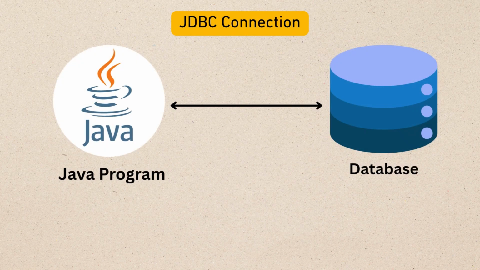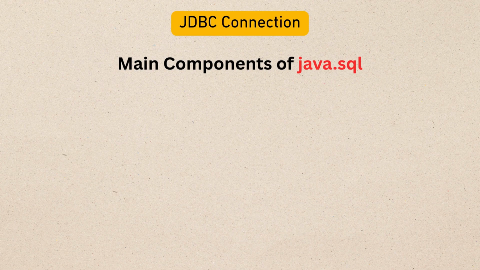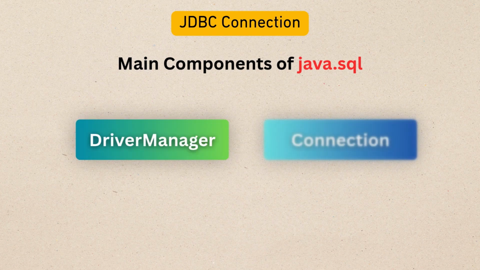To connect a Java program with a database, we use the JDBC API. We get this JDBC API along with the JDK installation in the form of the java.sql package. This package provides a set of classes and interfaces to connect and communicate with the database. The main components from the java.sql package to establish and hold a database connection are DriverManager and Connection.